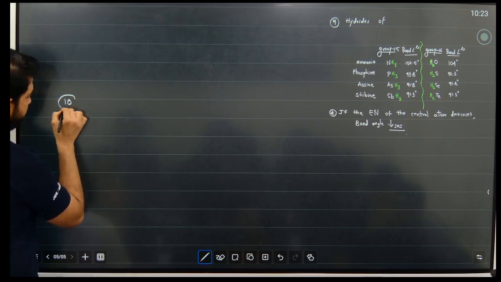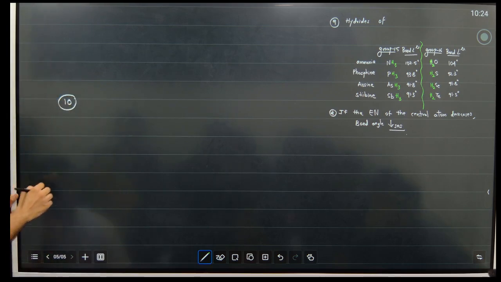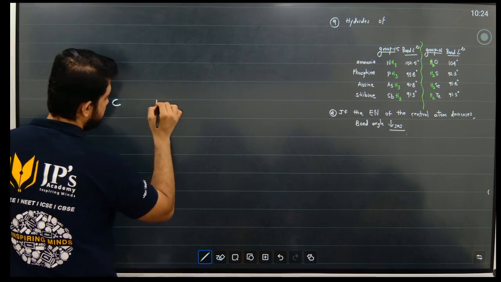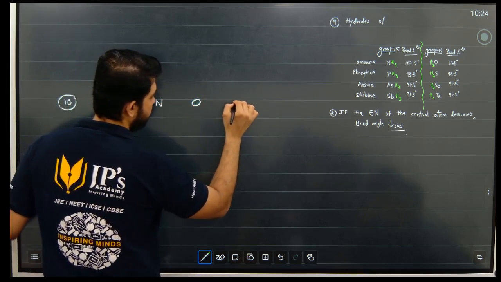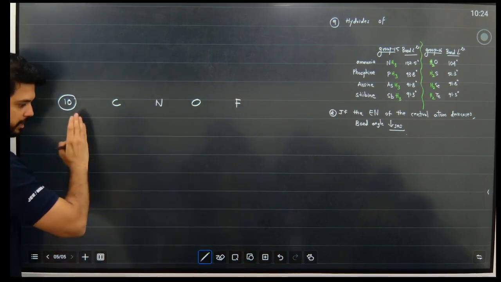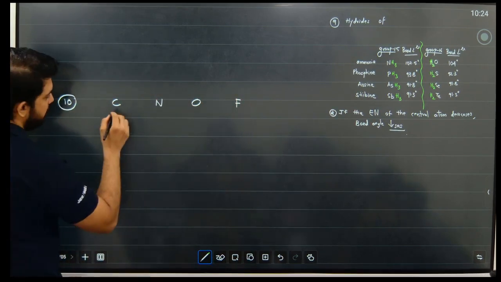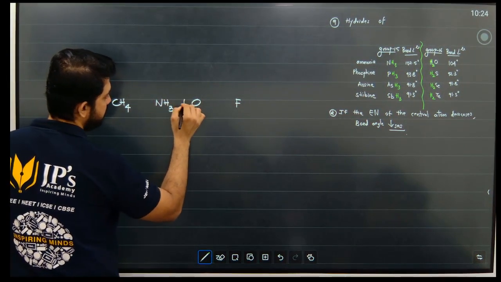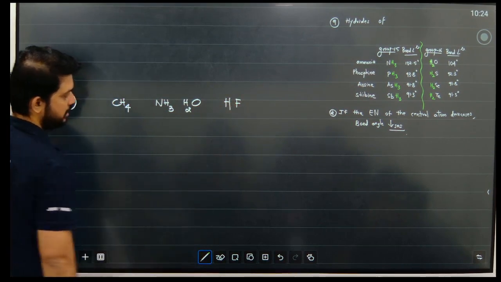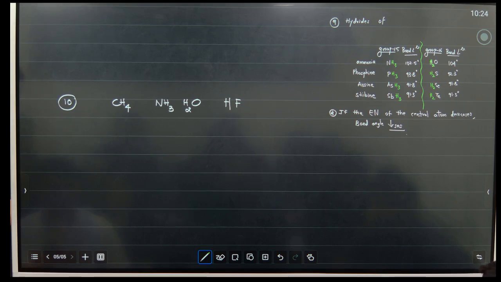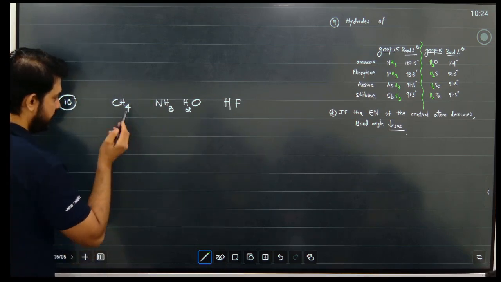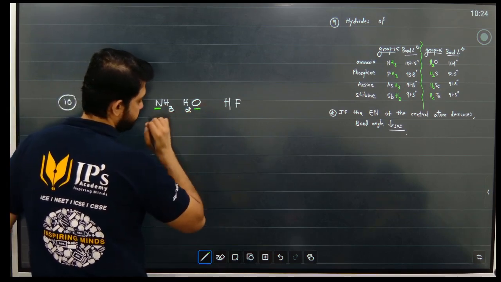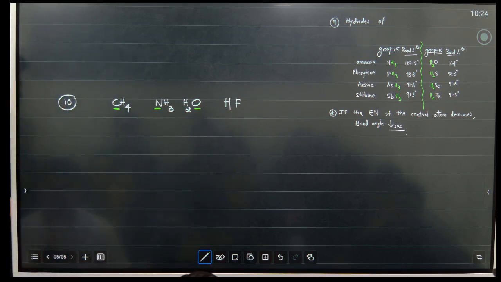let's say if I go from left to right, I have group 2 elements, carbon, nitrogen, oxygen and fluorine. So I'm going from left to right in a period. Here we have CH4, NH3, H2O and HF. Compounds with hydrogen. Central atom over here is carbon, nitrogen. There's no central atom as such in HF.